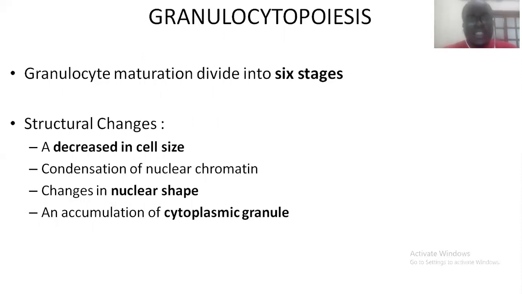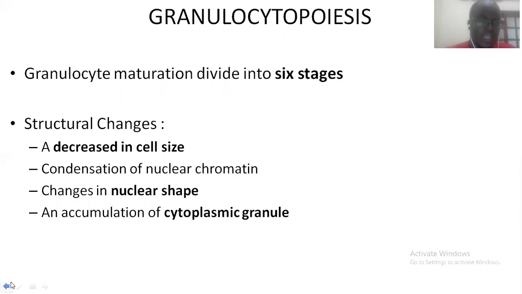So when you're looking at this development of granulocytes, or granulocytopoiesis, it's divided into six major stages, but there are things taking place within these cells for them to change shape and also to change the cell organelles that are found within them as they are differentiating and developing from one stage to another. So you have structural changes to these cells. You're starting with the hematopoietic stem cell that will undergo certain changes. So what are these changes that you can appreciate with regard to granulocytopoiesis?